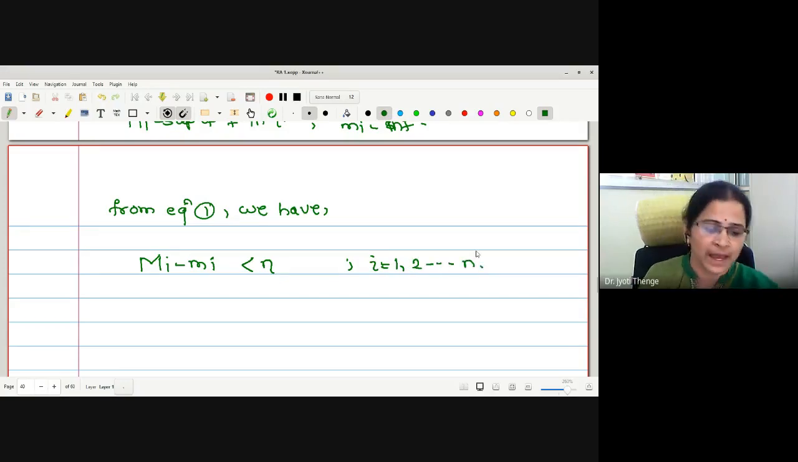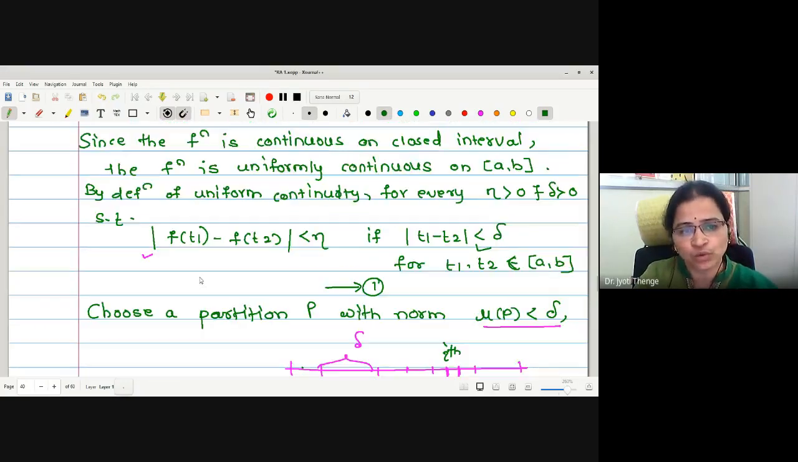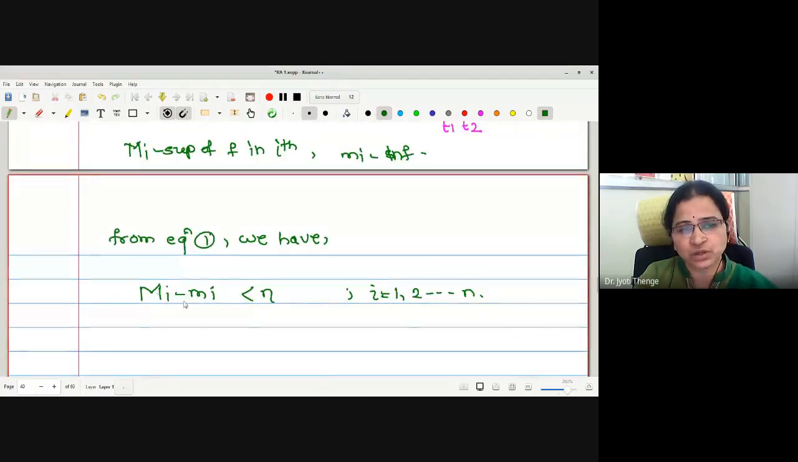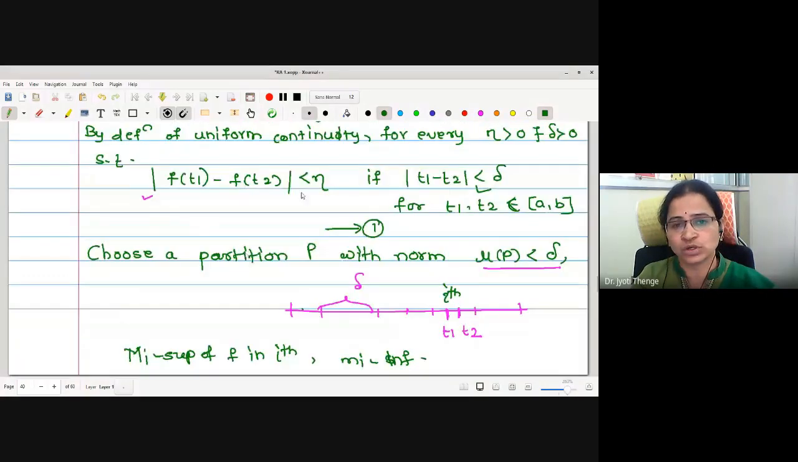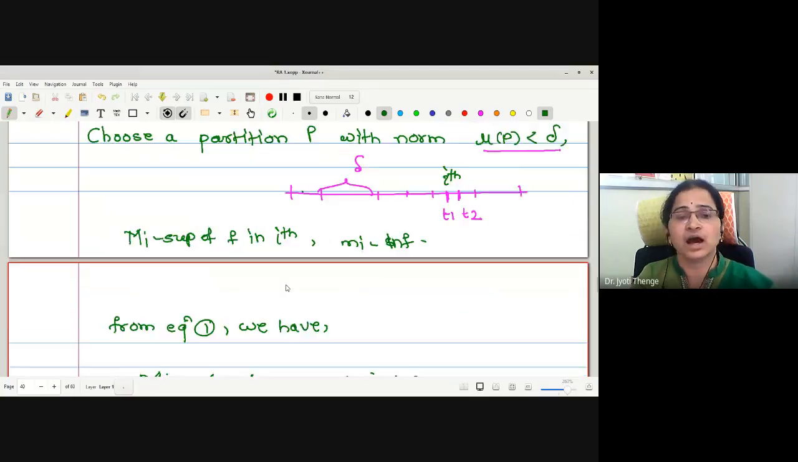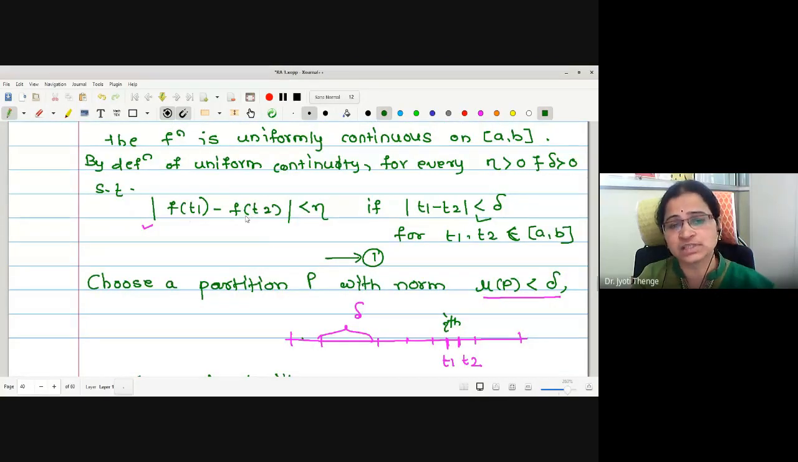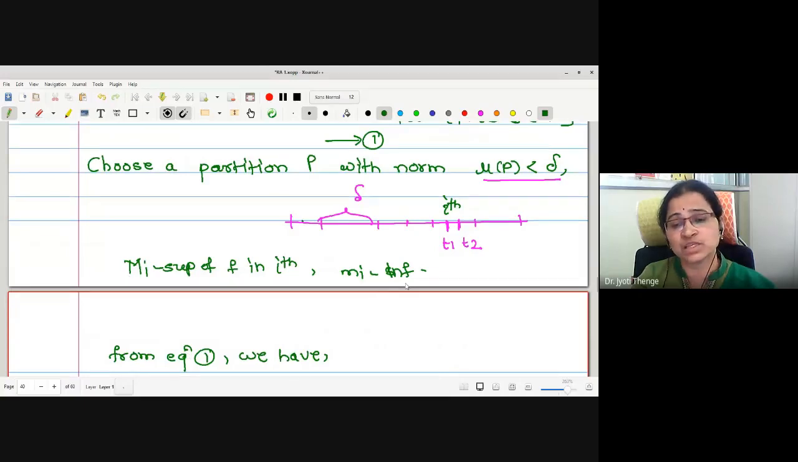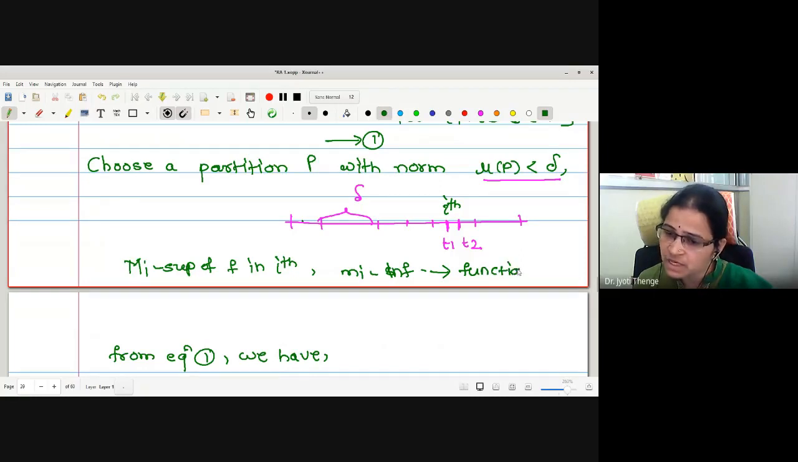to n. I am not writing the modulus, though we have a modulus here, because we know always the suprema is greater or equal to the infima, and this is giving me a non-negative value. Try to understand from this, mod f(t1) minus f(t2), we are writing capital Mi minus small mi is less than eta, because as the function is continuous, these capital Mi and small mi must be function values. Correct? Why am I saying these are function values? Because the function is given to be continuous.